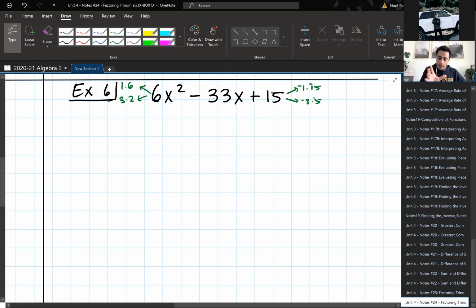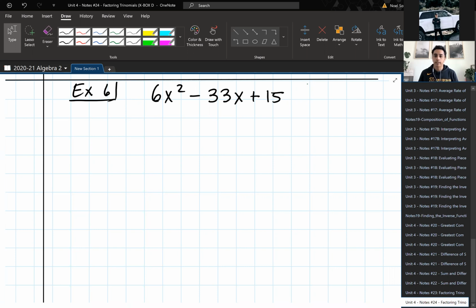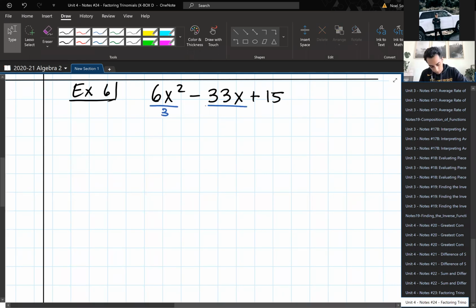So one way to simplify that process is to say, well, even before I begin with that, let me first look for a GCF. What is the GCF of this polynomial? Is there something that they all have in common? Yeah, they can all be divided by 3, right? And at least that's helpful by shrinking the values of the numbers. So GCF is 3. We divide each term by 3. So now we have 3 times 2x squared minus 11x plus 5.